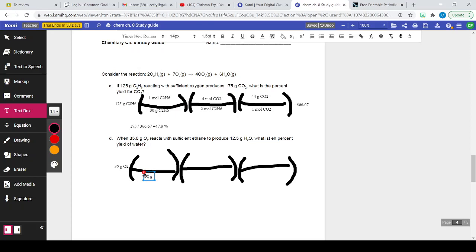Okay, oxygen weighs 32 grams for 1 mole. Now my mole to mole step comes into place. I'm going to use my equation. There are 7 moles of oxygen. Trying to get to H2O. There's 6 moles of H2O. 1 mole of H2O weighs 18 grams.